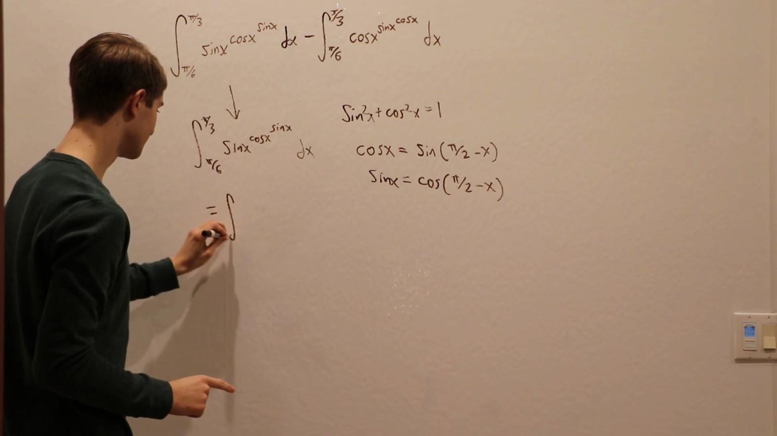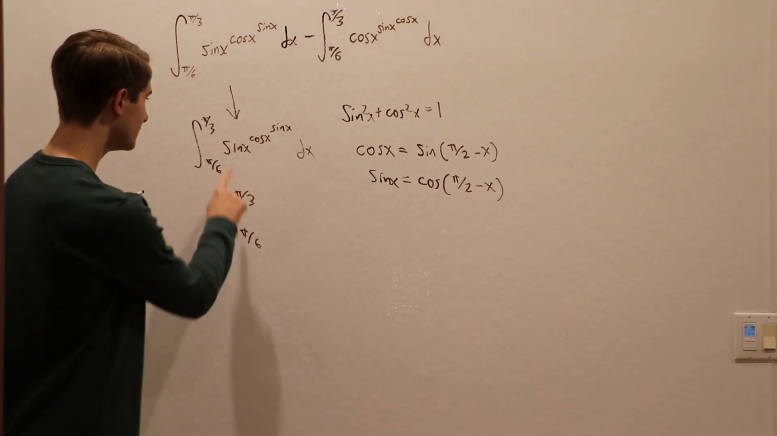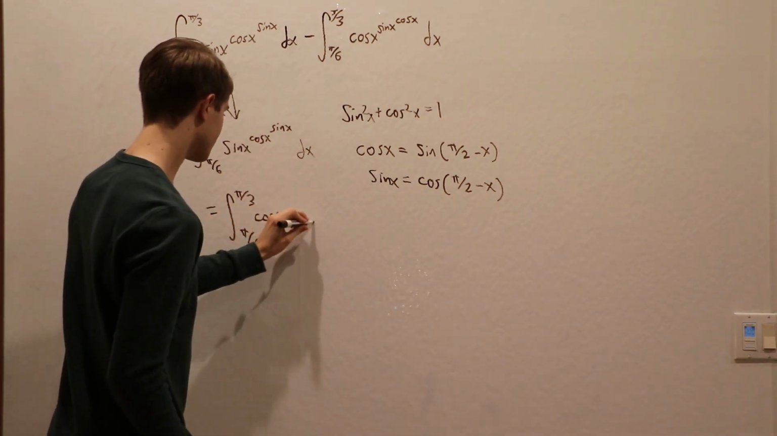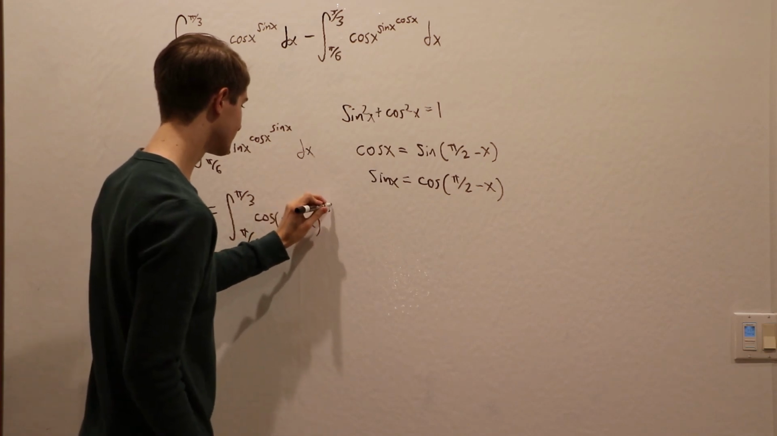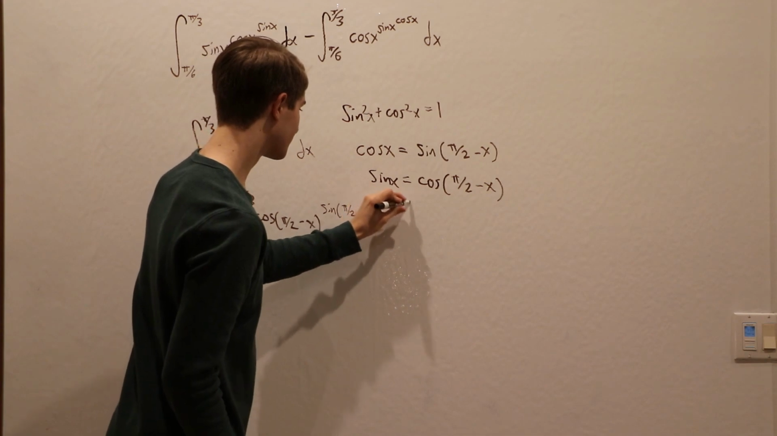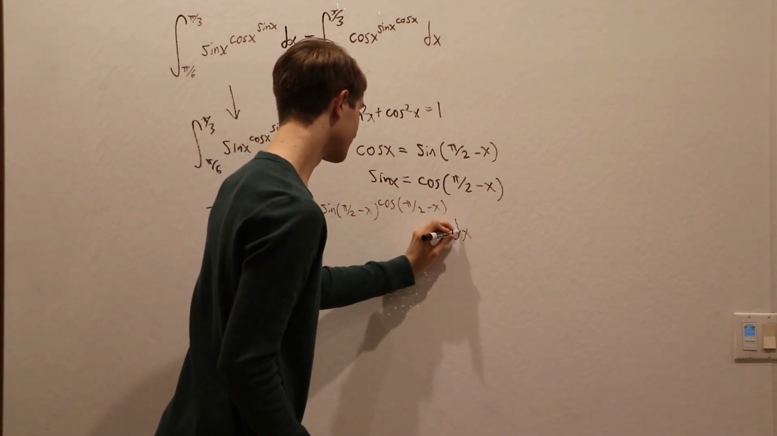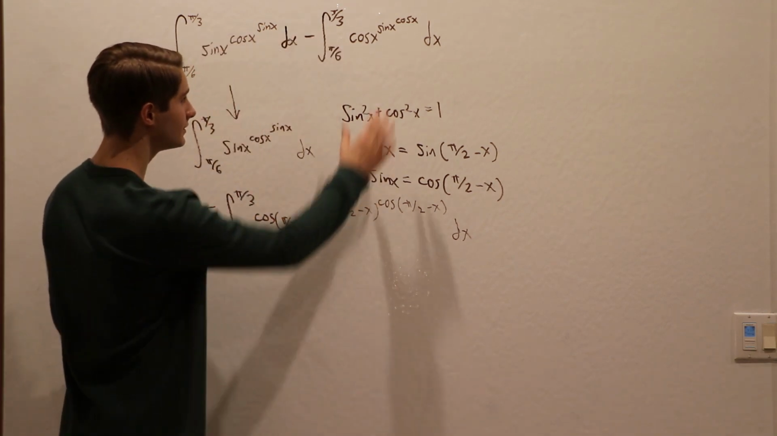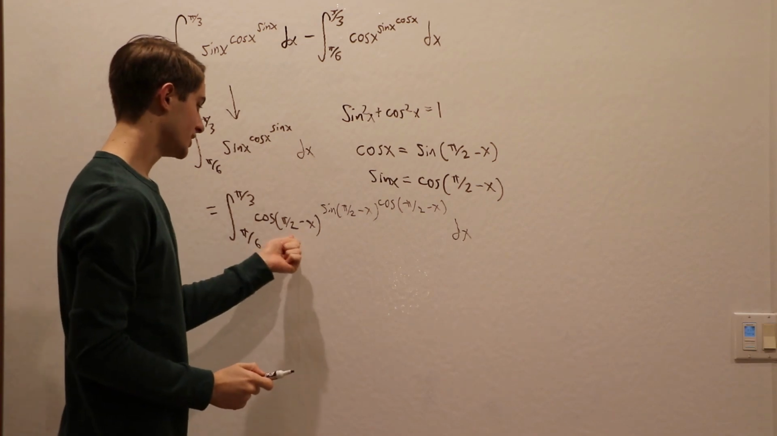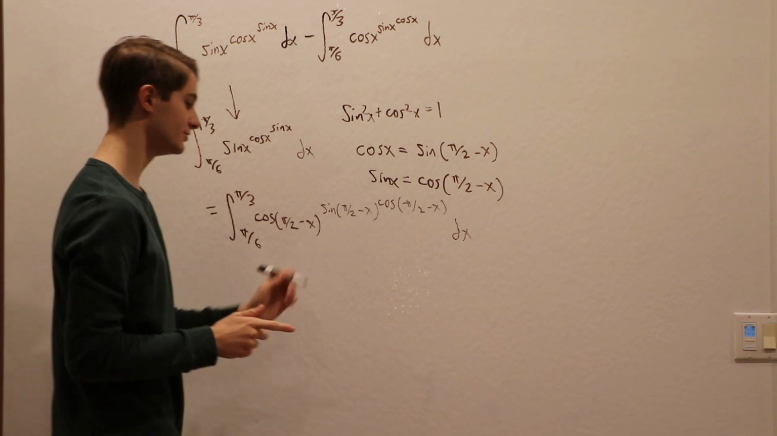So let's see what happens. We get the integral from pi over 6 to pi over 3. Sine of x is the cosine of pi over 2 minus x. And then cosine of x is the sine of pi over 2 minus x. And then we do the same thing for the last one up here, and then dx. And now we see that this integral is basically in the form of what we want, our second part. All we need to do now is change this pi over 2 minus x into just an x, which means we're going to do a substitution.